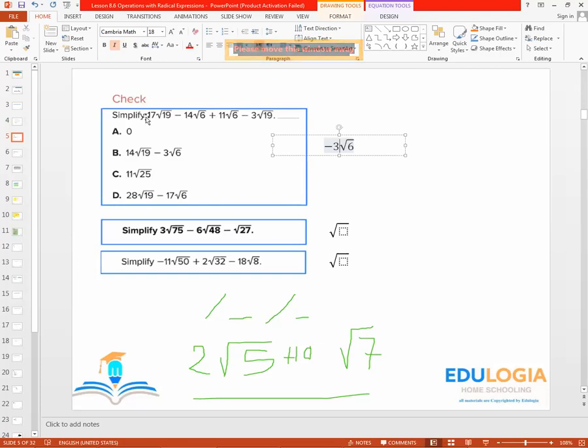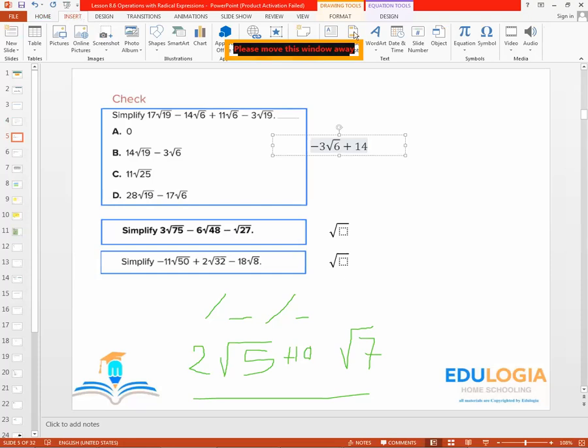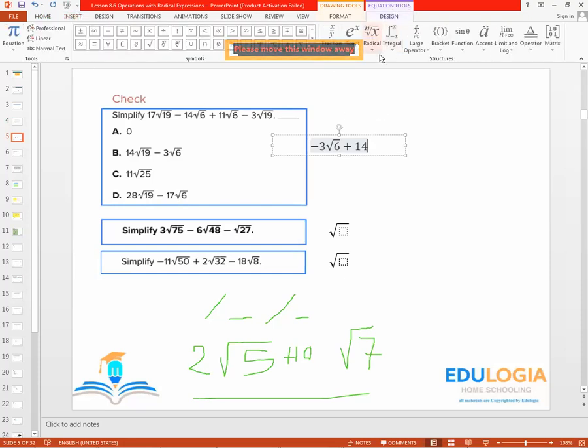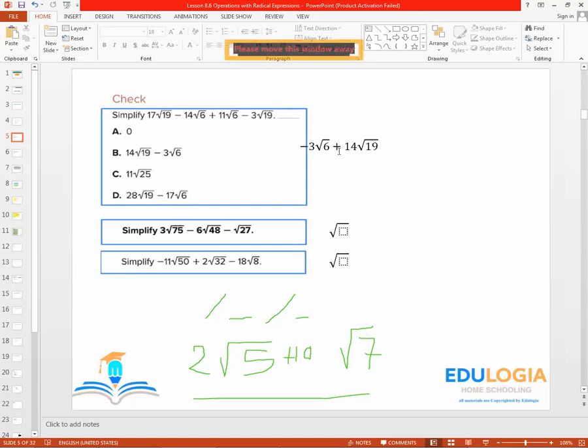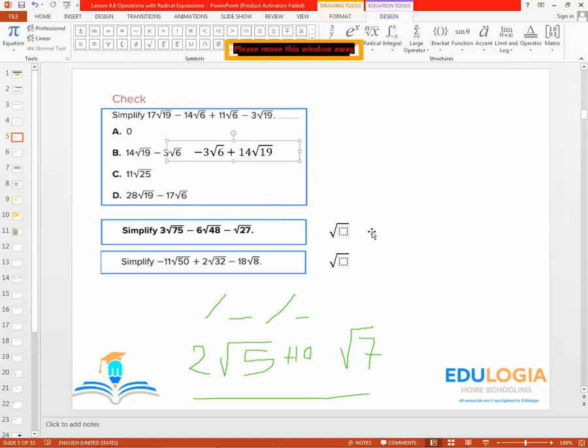The second part is 17 root 19 and negative 3 root 19. 17 minus 3 is 14, and it's about root 19. This is the final answer, 14 root 19. So yes, the answer is number B.